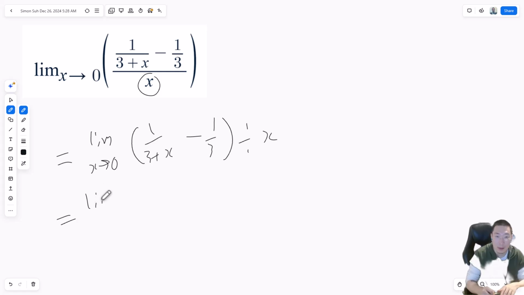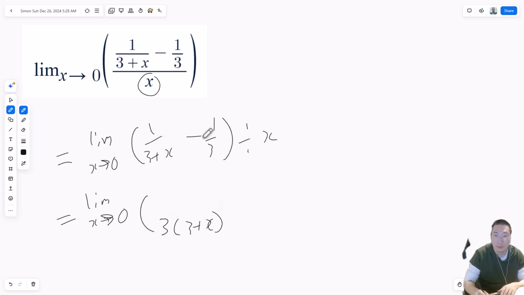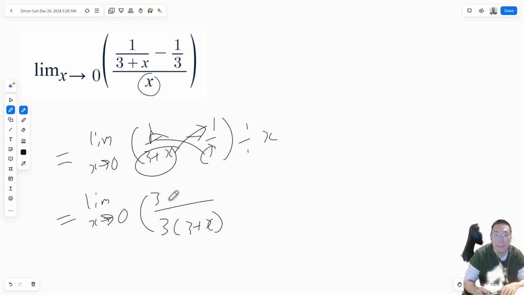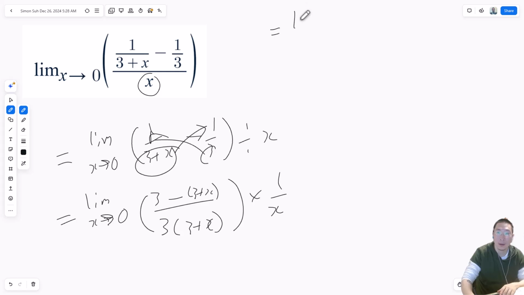So it's going to be the limit as x approaches 0 of, we're going to combine the denominators, so it's going to be 3 times 3 plus x at the bottom. And we're going to multiply 3 to this numerator here and 3 plus x to this numerator here. So we get 3 minus (3 plus x). And then we're going to change this divide sign into a multiply sign. So it's going to be times 1 over x.